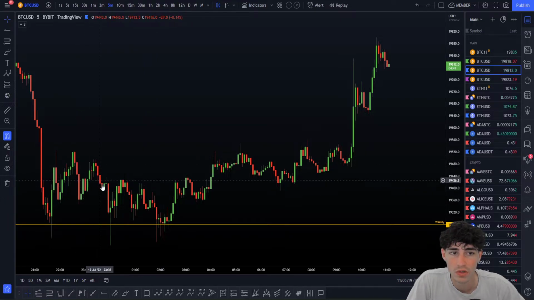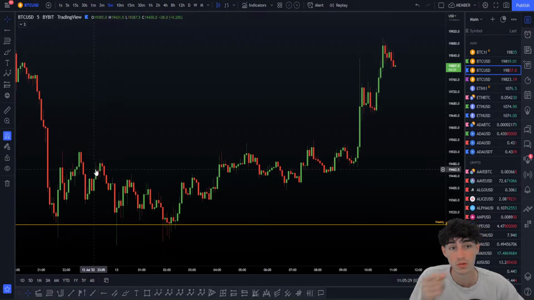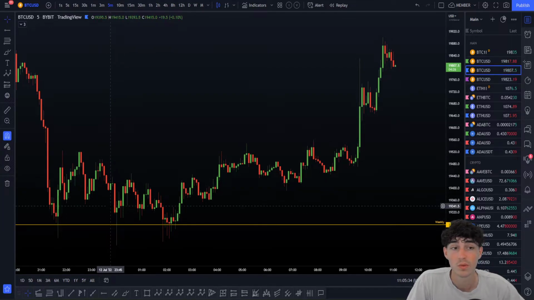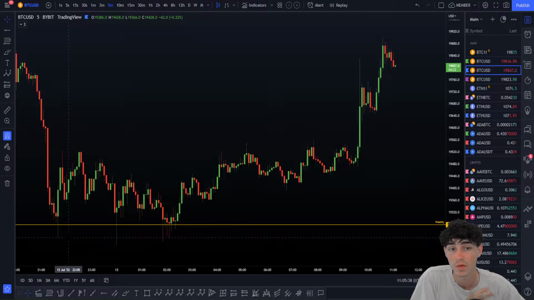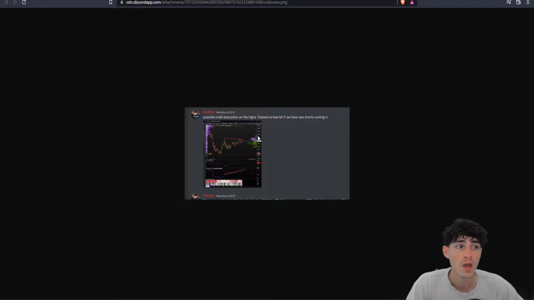Okay, so then we do another move to the downside. Once we have done this move to the downside, of course, I said to the VIPs, on the top here we have a possible small absorption on the high. So this is classed as bearish. If we have new shorts coming in on the highs here, we got the new shorts coming in this move. So it was classed as bearish. So we expected at minimum to bounce off some threads with absorption, or to take the low at minimum, a swing through, or to get a continuation. It all depends on the data we got here, to reclaim or not. So it was classed as bearish.